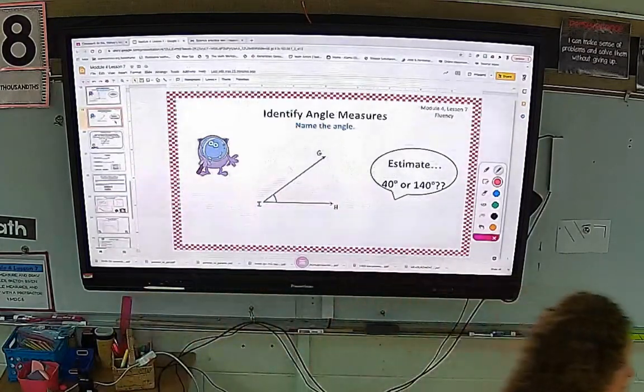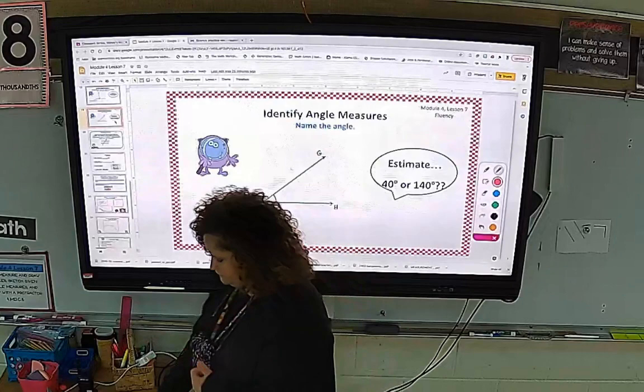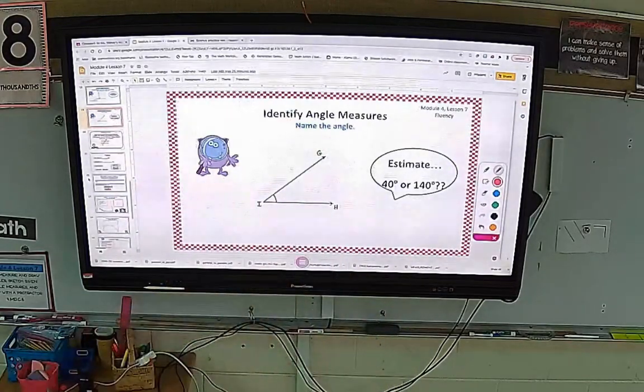Now, you're also going to need a protractor, so let me hand that to you. So on page 37, you have several angles that are already created. Okay.